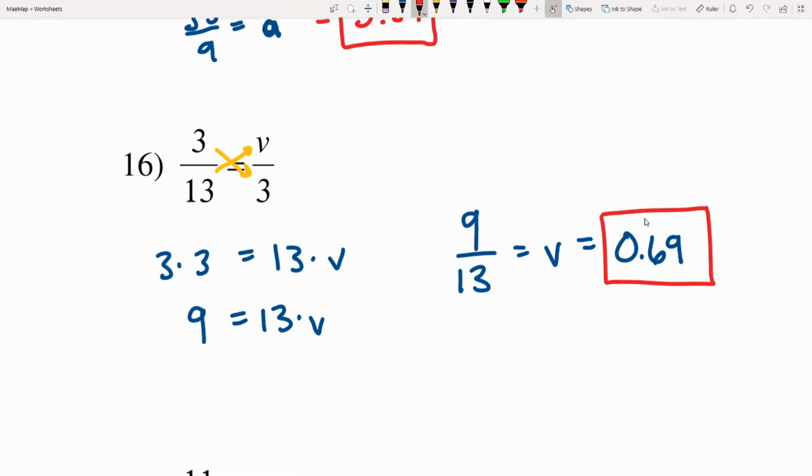If I'm being honest with you, if I was your instructor, I would have you leave all of these in fraction form as opposed to rounding. That way you could do everything in your head without a calculator. So if your instructor prefers that, once you get to 9/13, knowing that's equal to v, that's what it is, 9/13. But again, that's up to your teacher.